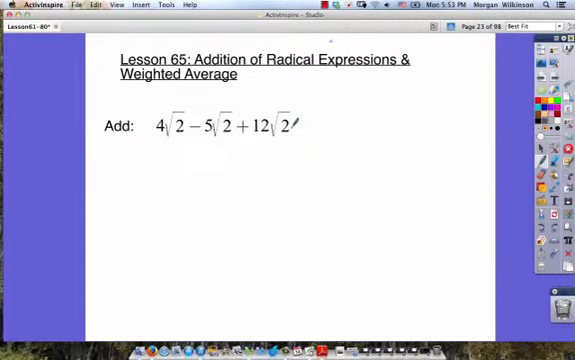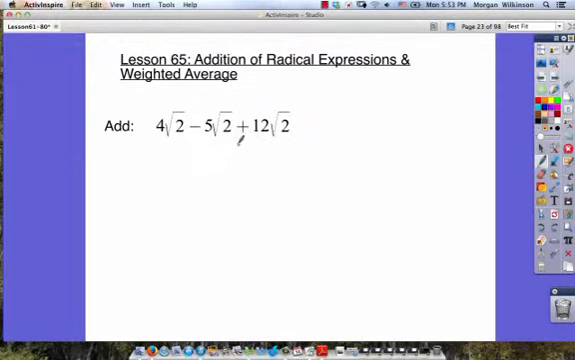Lesson number 65 is about addition of radical expressions and weighted average. Now, a radical expression, well, that just means it contains a root or a square root. Now we need to add 4 times the square root of 2 minus 5 times the square root of 2 plus 12 times the square root of 2.